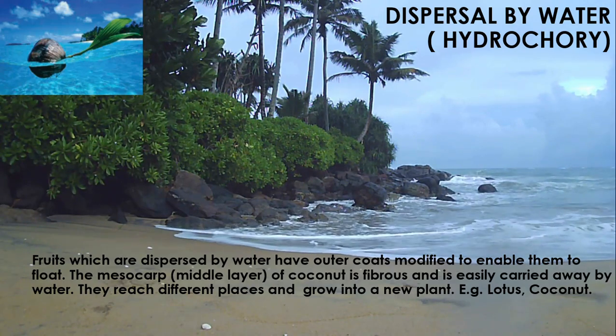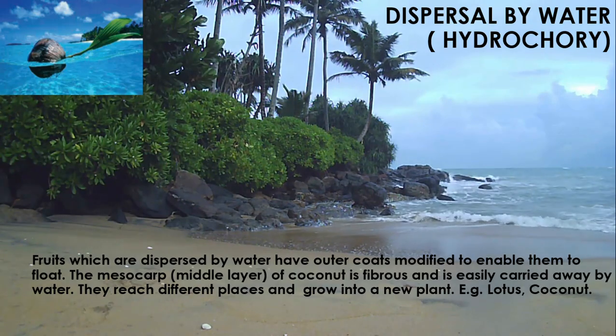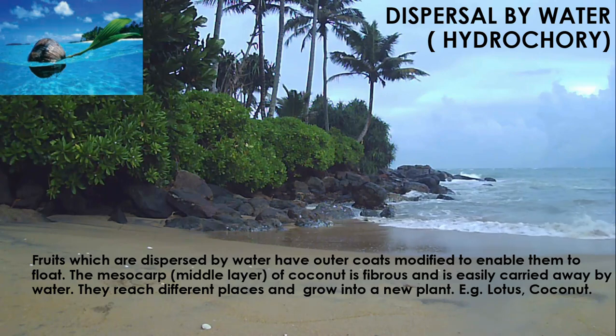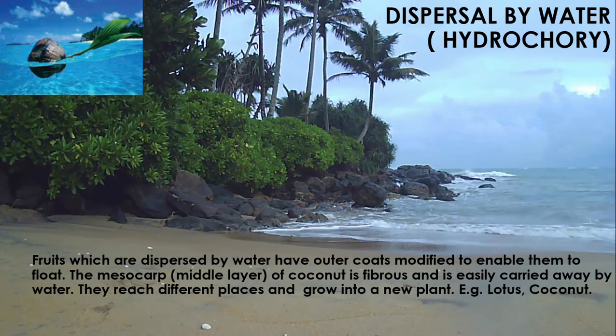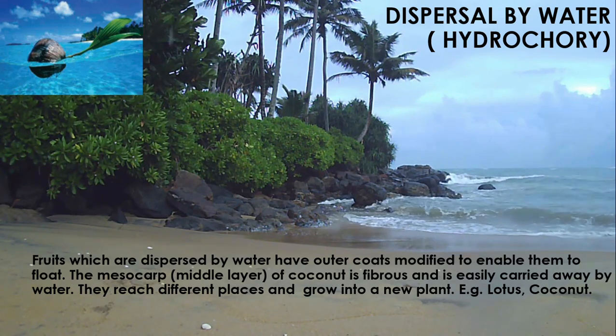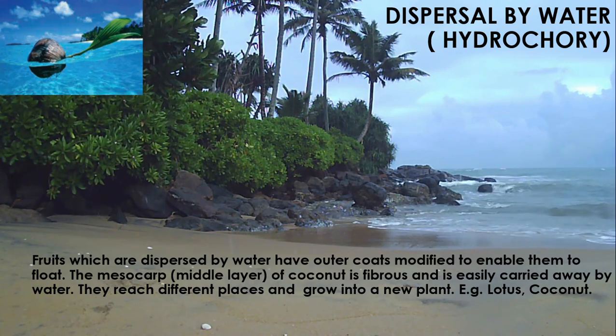Okay, coconut. So the fruits which are dispersed by water have outer coat modified to enable them to float. So it has to float in water. It will float in water. So that middle part, called the mesocarp of a coconut, is fibrous and it is easily carried away by the water. So it reaches different parts of a plant.